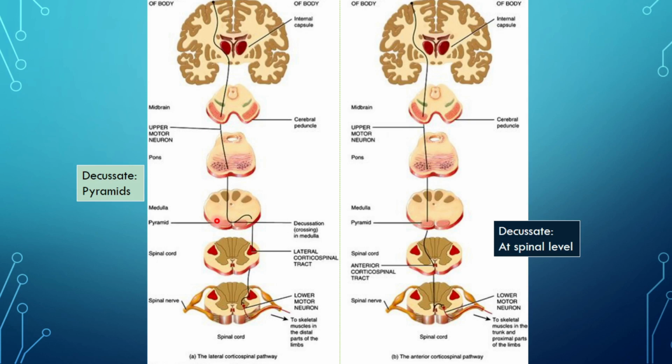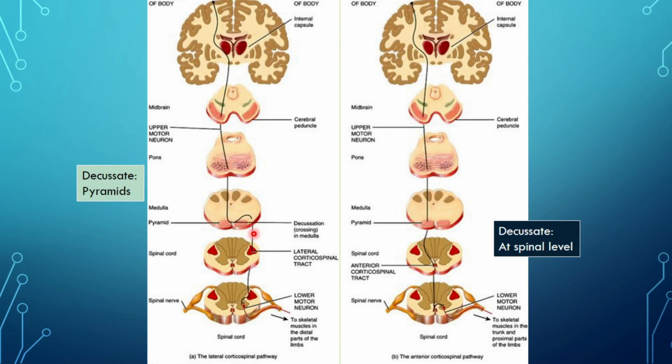So what's important is in the lateral corticospinal tract, at the position of the pyramids in the medulla, that is where we get our decussation of our upper motor neuron. So the upper motor neuron crosses to the opposite side of the medulla and then continues its descent down the spinal cord on the opposite or the contralateral side.